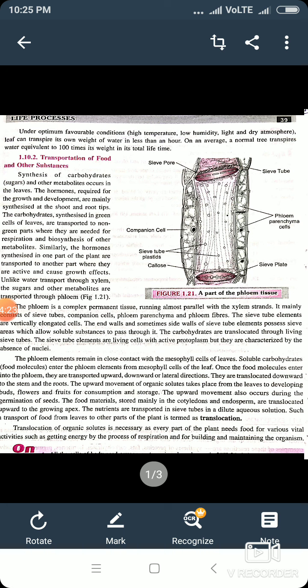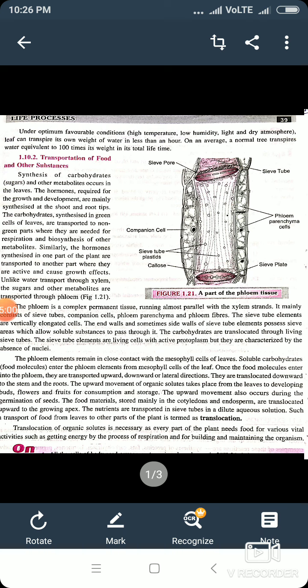The phloem elements remain in close contact with the mesophyll cells of leaves. Soluble carbohydrates, that is, the food molecules, enter the phloem elements from mesophyll cells of the leaf. Once the food molecules enter into the phloem, they are transported upwards, downwards or in lateral direction. They are translocated downwards to the stem and the roots.